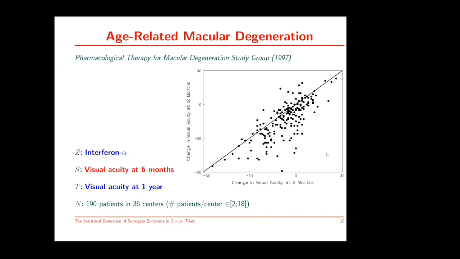This is, by the way, a multi-center study. Patients are split over 36 centers. It's a small study with about 200 patients. And the plot shows very simply the horizontal axis is the change in visual acuity relative to baseline at half a year into the study, whereas the vertical axis represents the true endpoint, so to speak, after 1 year.